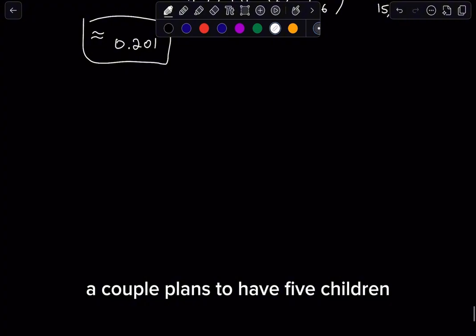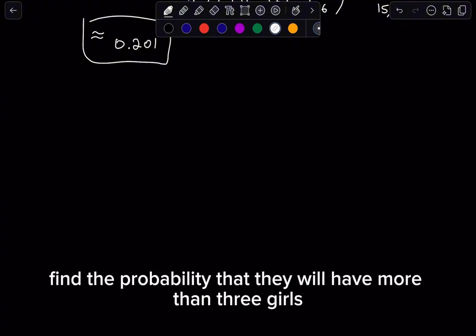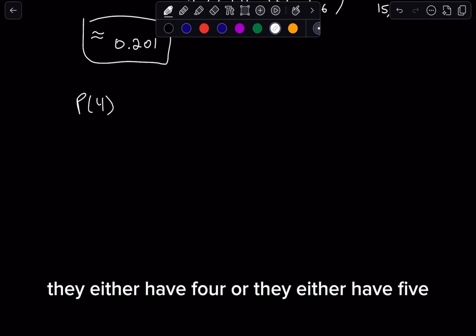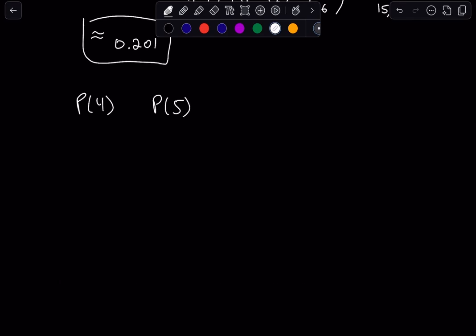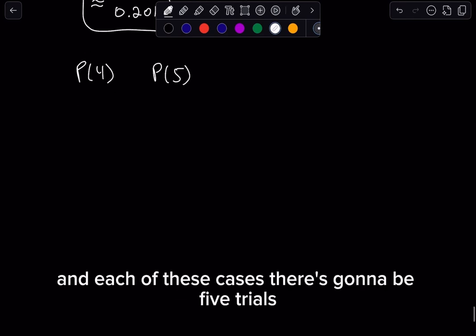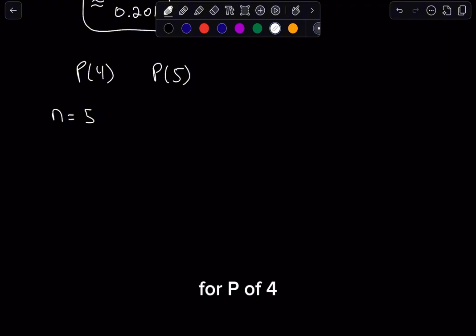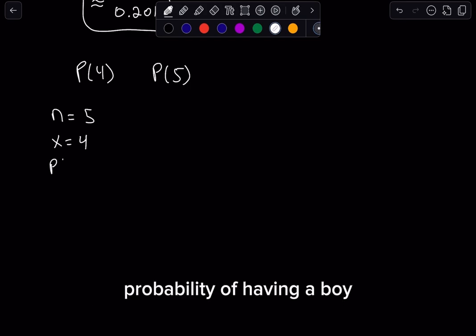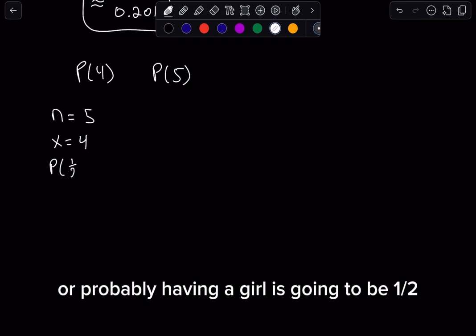So let's do another example. A couple plans to have 5 children. Find the probability that they will have more than 3 girls. So there's going to be 2 cases. They either have 4 or they have 5. In each of these cases, there's going to be 5 trials. For P of 4, it's going to be 4 desired outcomes. The probability of having a boy or the probability of having a girl is going to be a half.